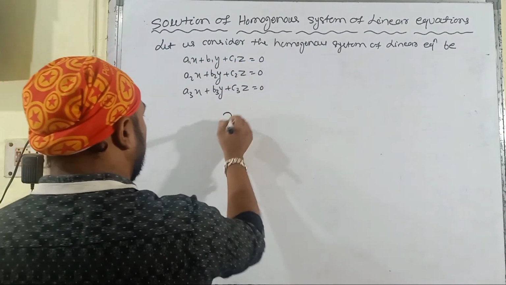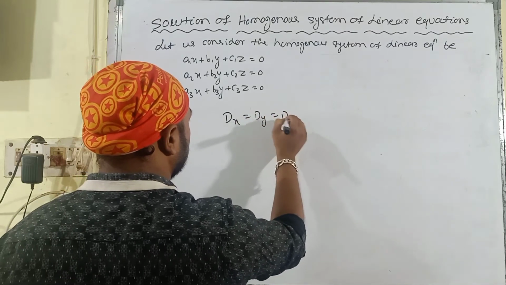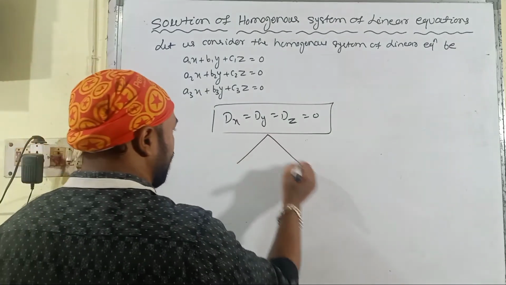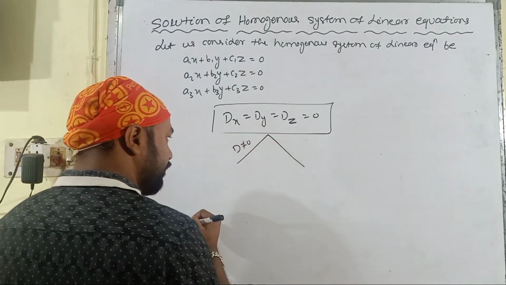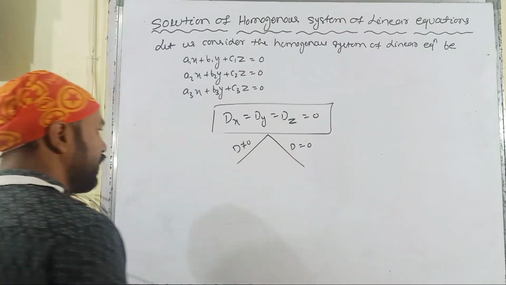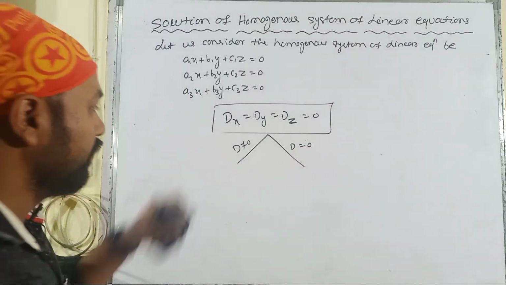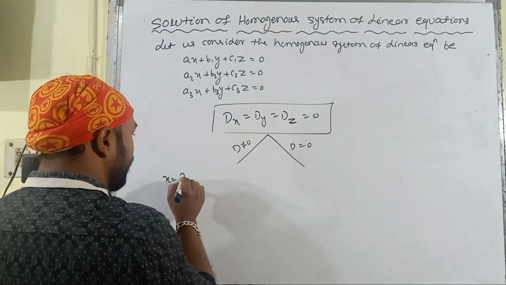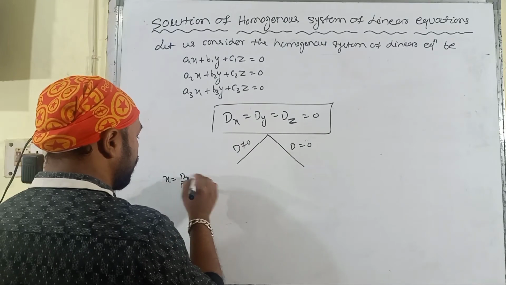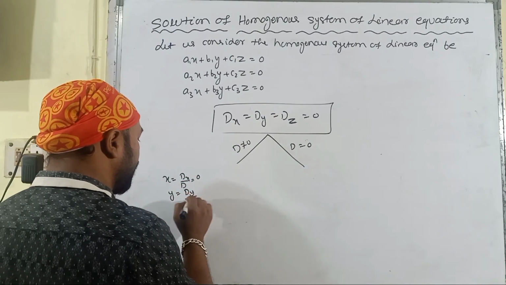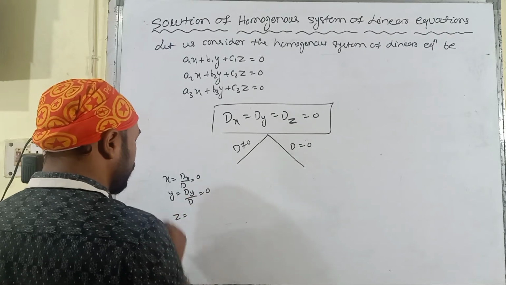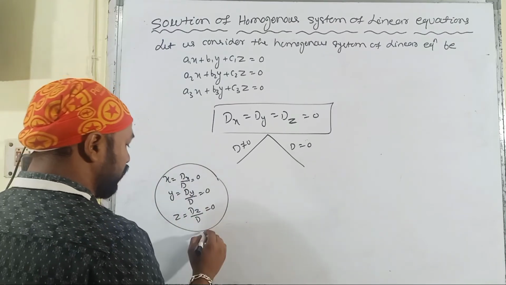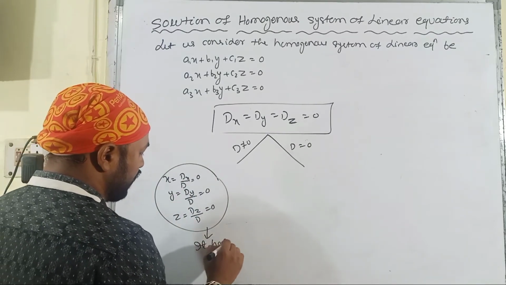As we know that, as it is fixed, Dx, Dy, Dz is equal to 0, here two cases arise. The first one is D not equal to 0 and the second one is D equal to 0. If D not equal to 0, then the system is consistent. Here the value of x is equal to Dx divided by D, it is 0. Again y is equal to Dy divided by D, it is 0. Z is equal to Dz divided by D, it is equal to 0. And it has one solution.